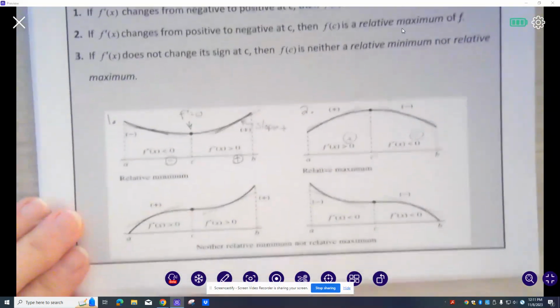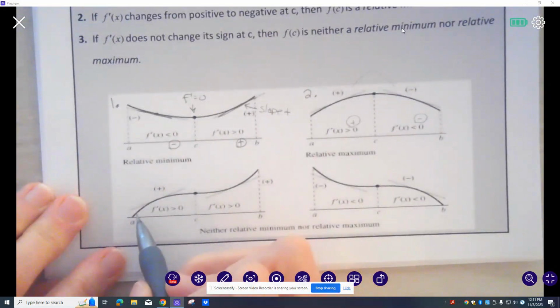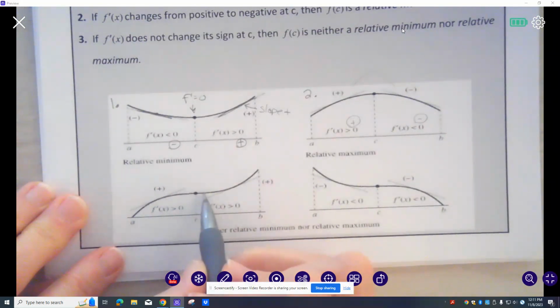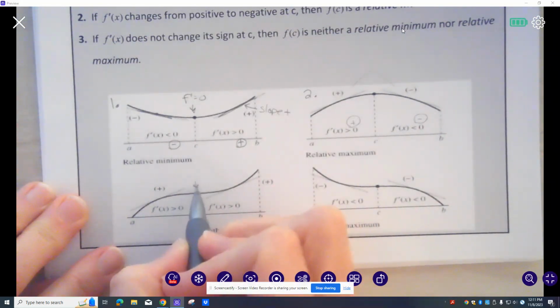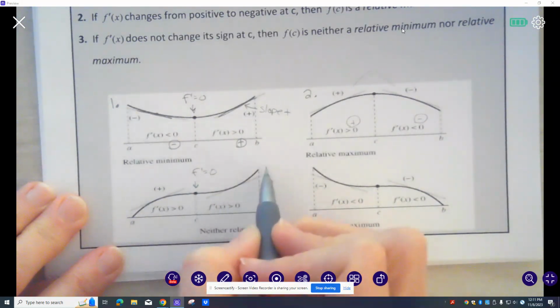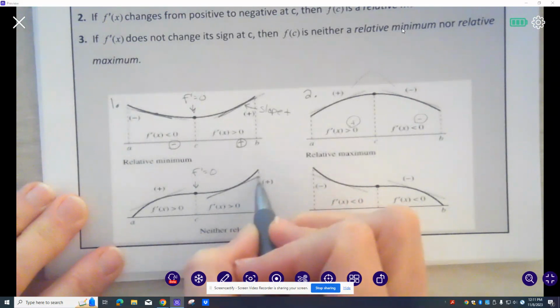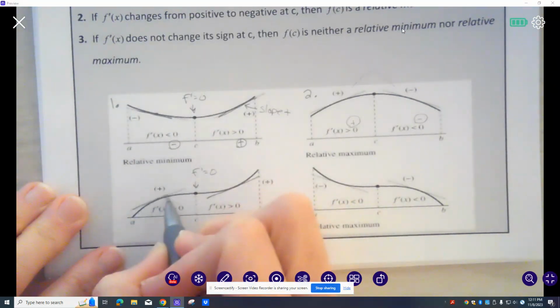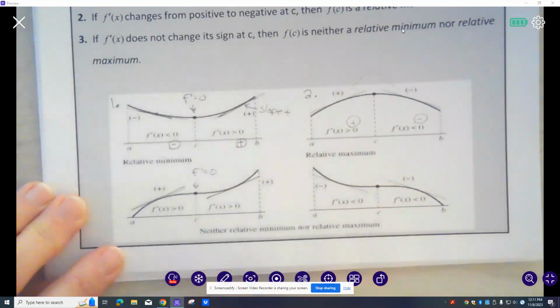The other one says it does not change signs. So this could happen. Your function is increasing and then it flattens out, so your derivative is 0 here. You would have a horizontal tangent, and then it keeps increasing. If you draw your tangent lines, they both have a positive slope. So then you don't have a max or min.